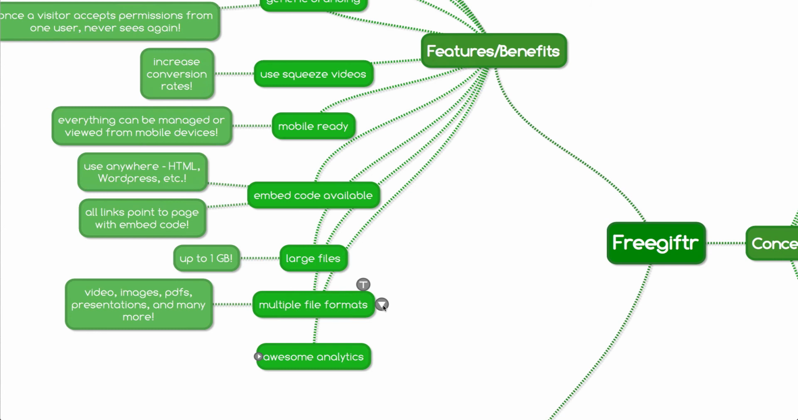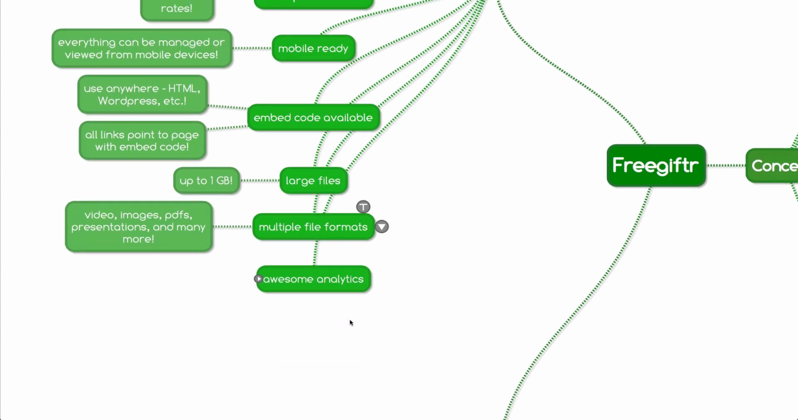You can upload images. You can upload PDFs. You can upload presentations, whether they're PowerPoint or Keynote. You can upload just about anything. Zip files: if you want to put all of your products, or a lot of stuff, together into a zip file, upload that. That's fine. You can upload anything you want up to 1 gigabyte, so there shouldn't be anything that you couldn't upload.